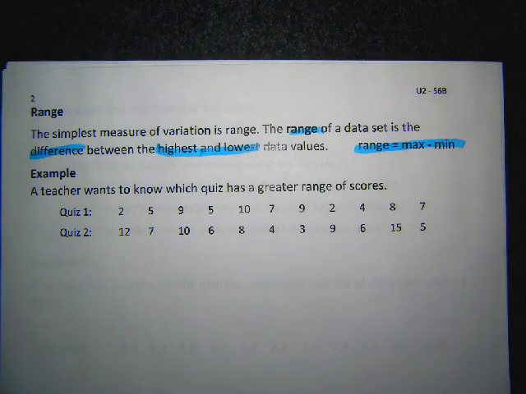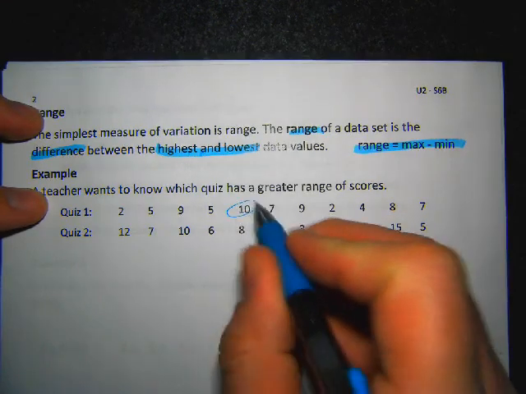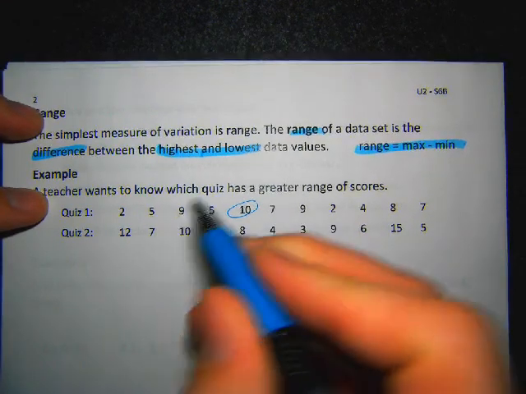That's all it is. So here I have a teacher trying to figure out how their class is doing with 2 different quizzes. And so quiz 1, we just look and see that 10 is the highest and 2 is about the lowest.